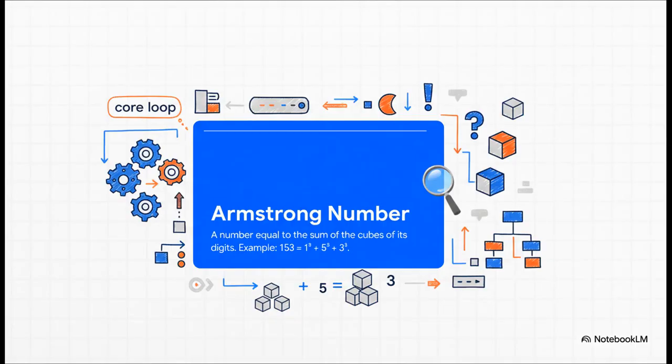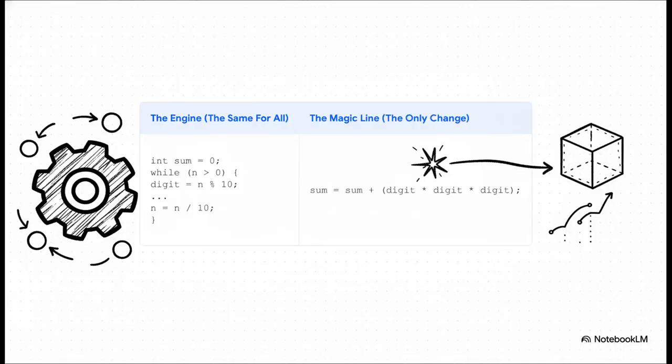All right, now for a program that really tends to intimidate students, the Armstrong number. The definition itself sounds a little complicated, right? A number that is equal to the sum of the cubes of its digits? So, for example, 153 is an Armstrong number because 1 cubed plus 5 cubed plus 3 cubed adds up to 153. But look, the solution uses the exact same engine we've been using all along. The only change is in that magic line. Instead of just adding the digit, we're adding the cube of the digit. Sum equals sum plus digit times digit times digit. The point here is so powerful. Once you master this engine, even problems that sound really hard, like Armstrong numbers, become incredibly simple. It's always just a matter of changing that one magic line.